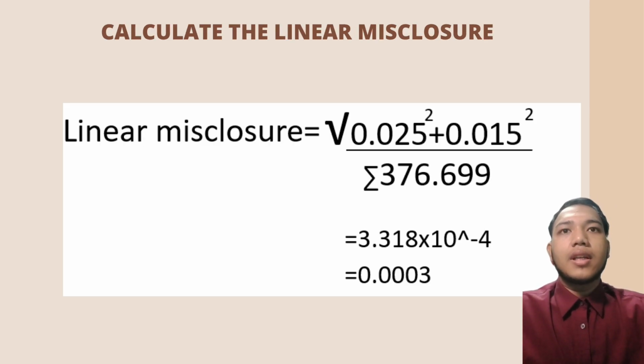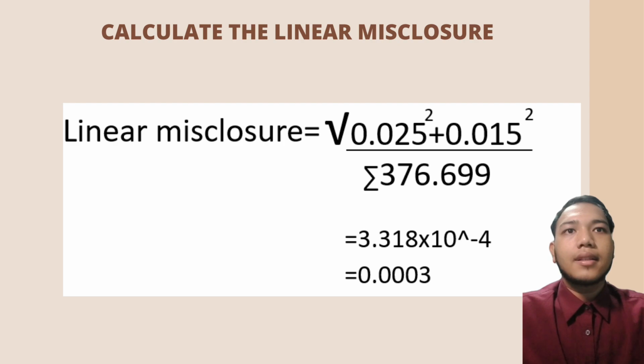Okay, next I will explain how to calculate the linear misclosure. Linear misclosure equals the square root of 0.025 squared plus 0.015 squared, over 376.699, equal to 3.318 times 10 to the power of negative 4, and we got the answer 0.0003.